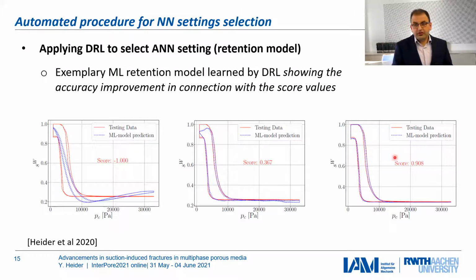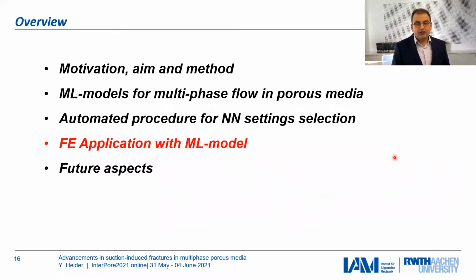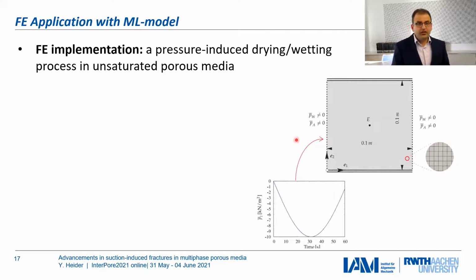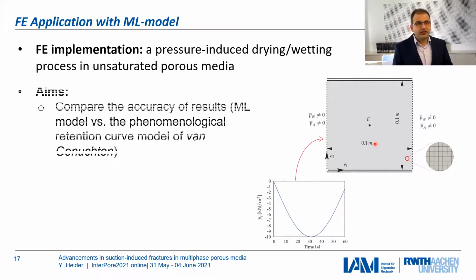Now we can go with this trained model to the finite element application. So take this boundary value problem. We have a two-dimensional domain, unsaturated, with water and air phases. And we apply here at the left-hand side negative pressure, which is followed by positive pressure, so suction, and then we have injection.